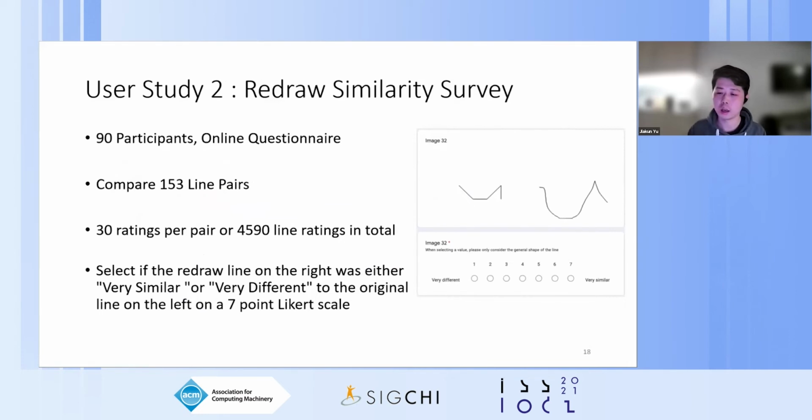Our second user study was a follow-up to the first user study. We wanted to find out which of the 4 measures best determines users' line redraw accuracy. So we asked 90 participants to rate 153 line redraw pairs on an online questionnaire, resulting in 4,590 line ratings in total. As seen in this image, users were asked to select whether the line on the right was very similar to very different.